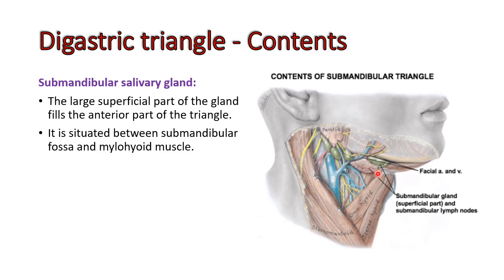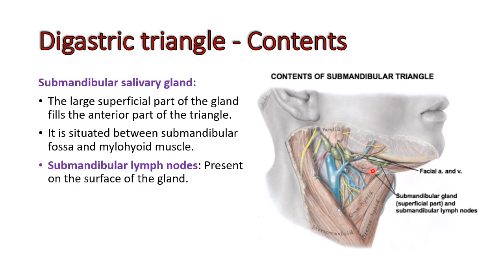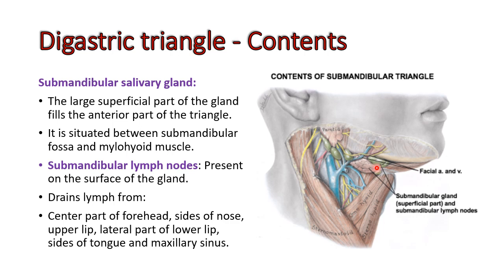Okay. The next, on top of this gland itself, deeper to the deep fascia, you come across the submandibular lymph nodes. They are very important because they drain a wide area starting from the center part of your forehead, inner angle of the eye, sides of the nose, angle of the mouth, lateral part of your lower lip, sides of the tongue, and maxillary air sinus.